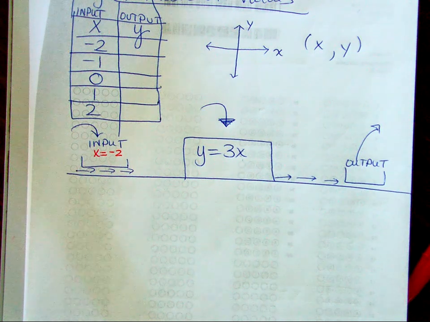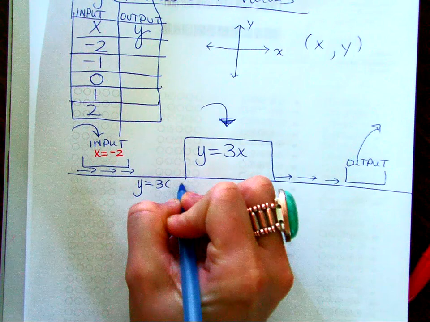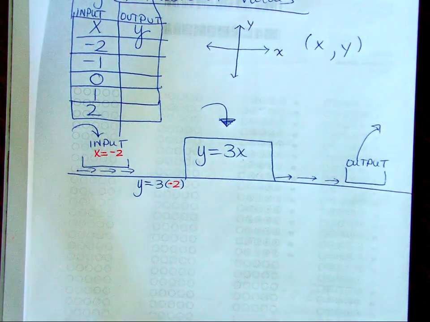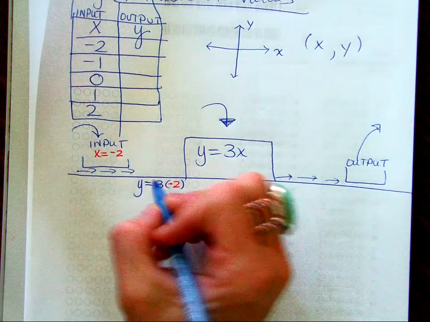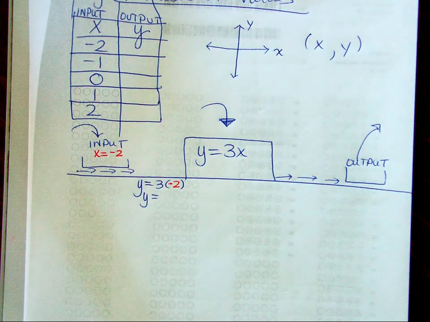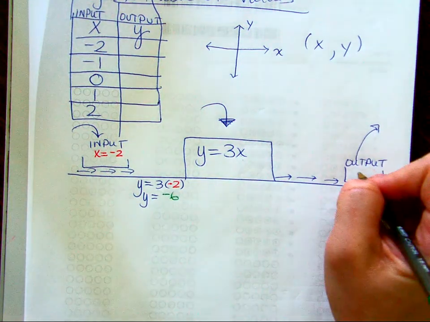Multiply, right? So what you're telling me is that the y value is going to be 3 times whatever x value you choose. So if the x value is -2, then the output, or the y value, is 3 times -2, which is -6. So y equals -6.